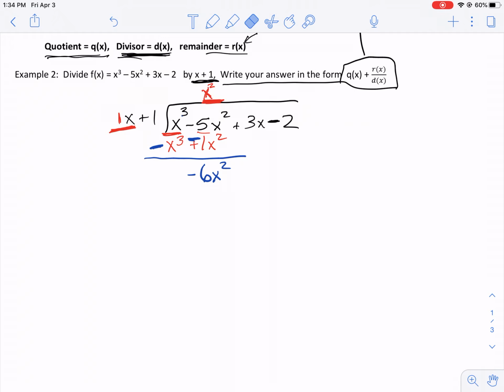We need to do it again. All right, so now I'm going to change to purple. After round 1, we bring the next term down and do it all over again. So now I take a look at this 1x over here on the left and this negative 6x squared. What do I have to multiply a 1x by to turn it into a negative 6x squared? I need to multiply it by negative 6x, and I'll put that over the next term. Now I take that negative 6x and distribute it to both of the terms on the outside. So negative 6x times 1x is negative 6x squared. Negative 6x times the positive 1 is negative 6x.